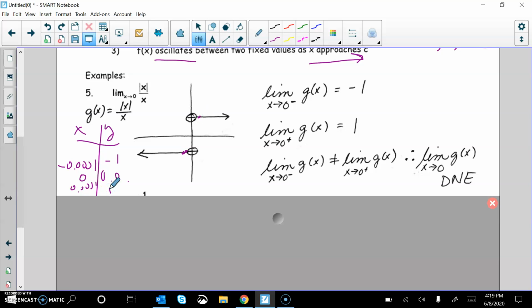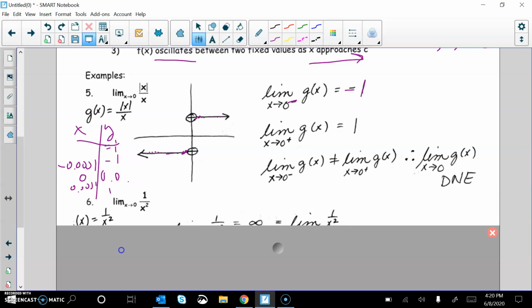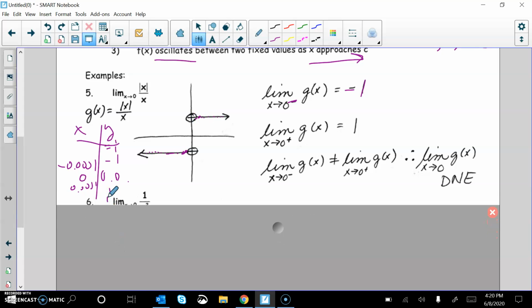If you're coming from the left, tracking this way, the y coordinate is always -1. So you have -1 throughout. If you're coming from the right, the y coordinate is +1, and ones throughout. They don't agree. Since they are not equal, the limit does not exist.